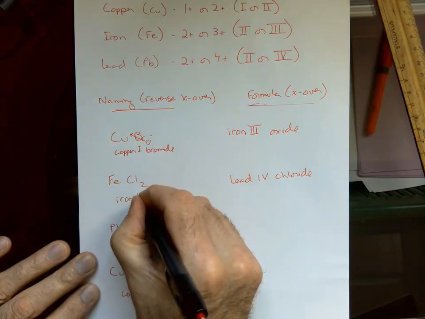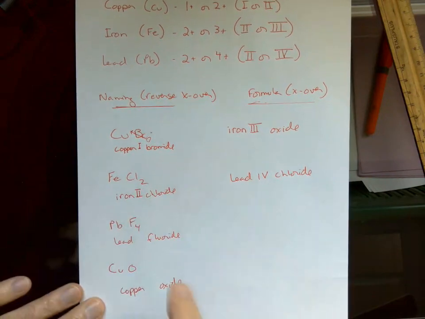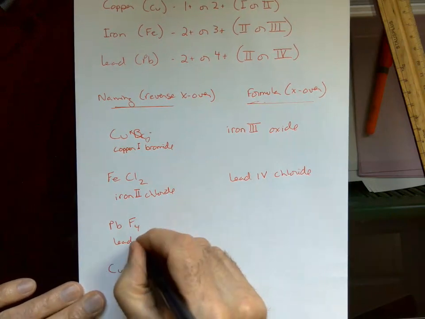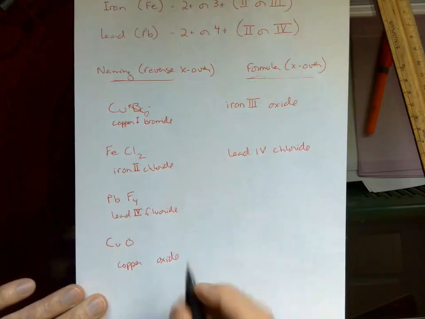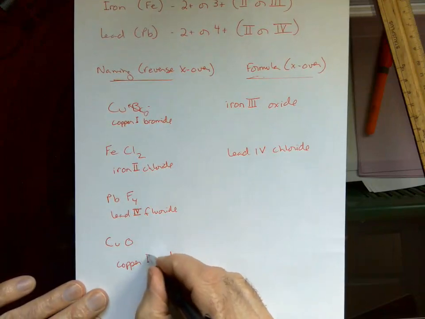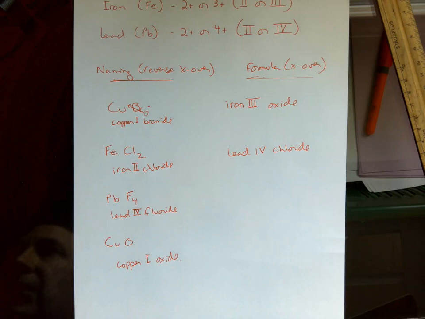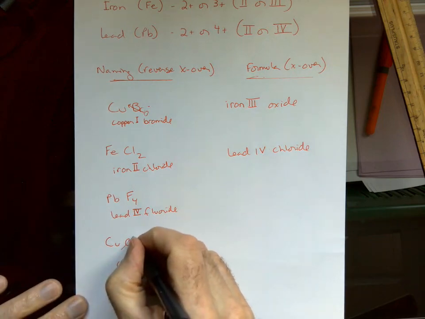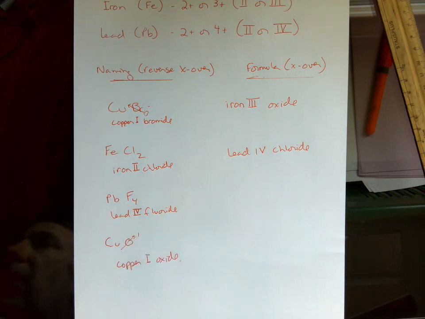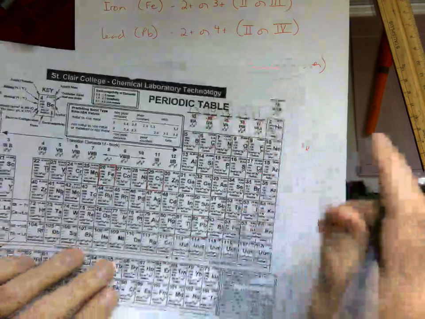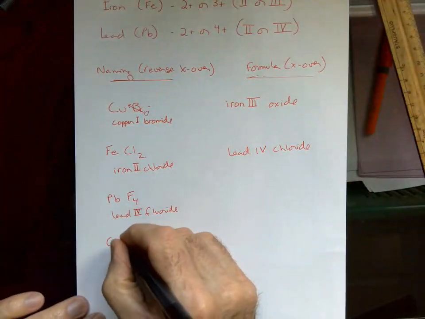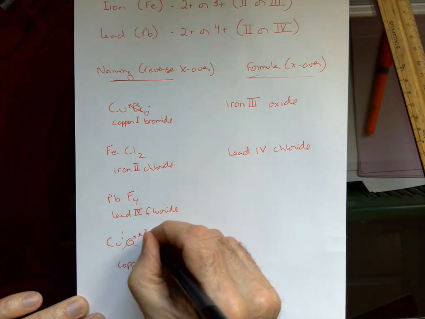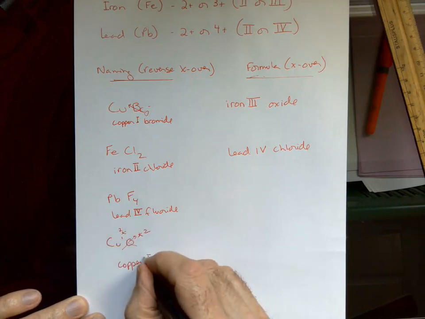Iron 2. So whenever we have copper, iron, or lead, we have to use this rule. Lead 4. Now here's an interesting one. This one's really interesting. Because if you did a reverse crossover number here, oxygen would have a charge of 1. But we know that oxygen always has to have a charge of 2. So if we double this and make this 2, we have to double this.